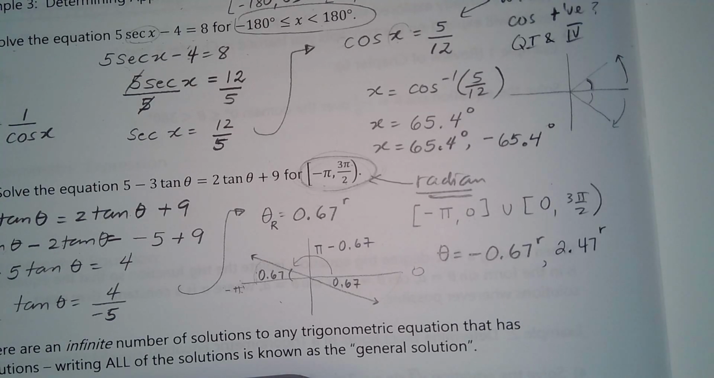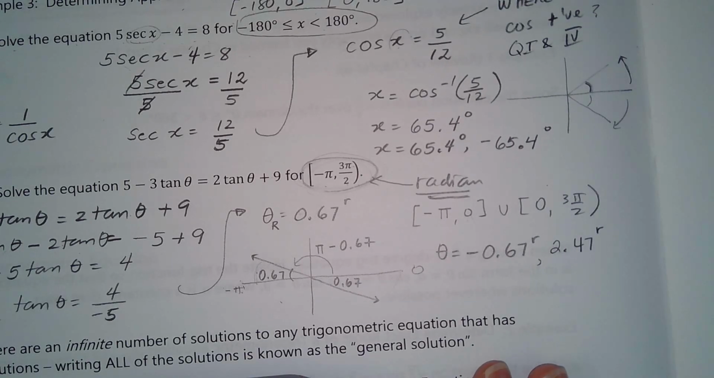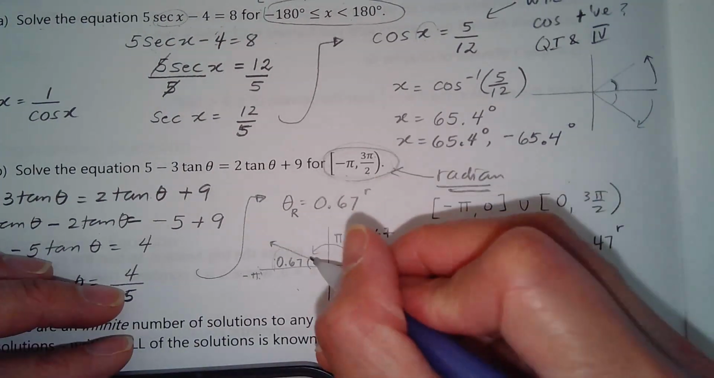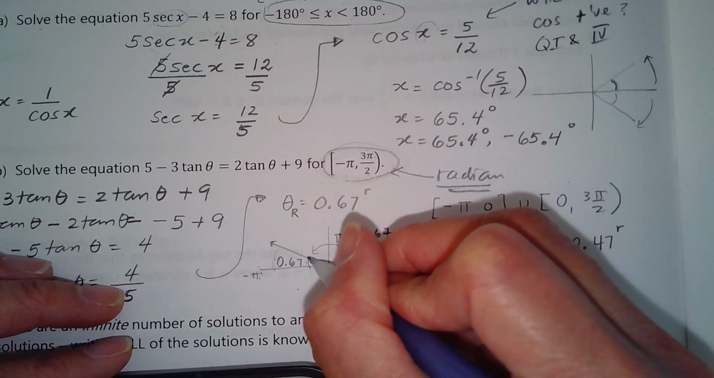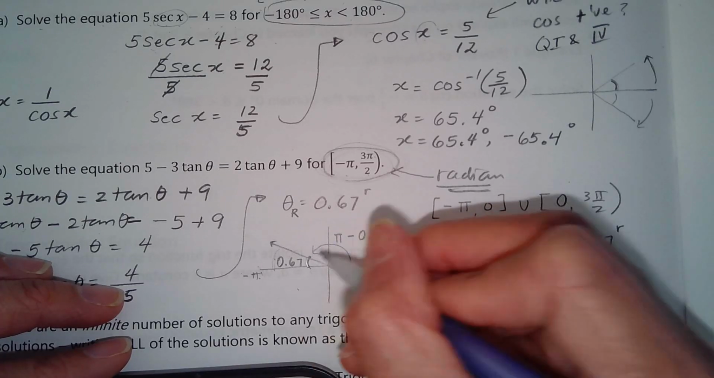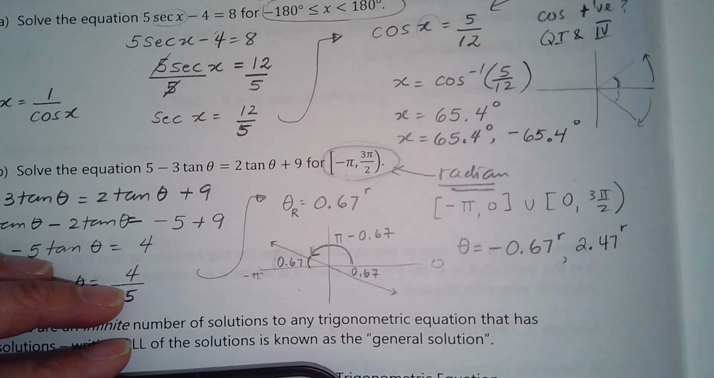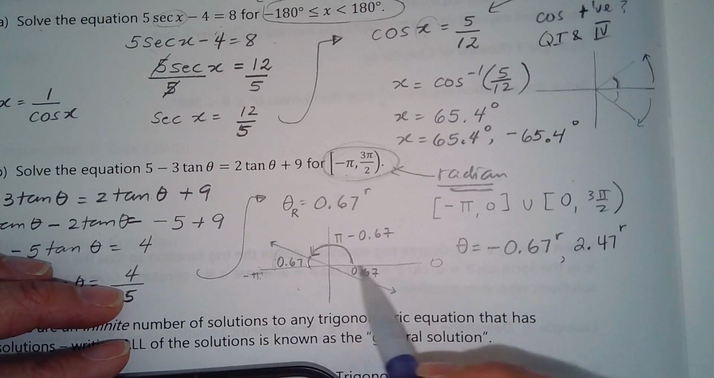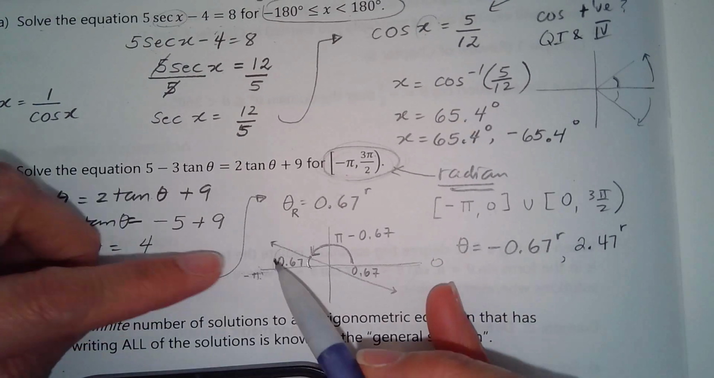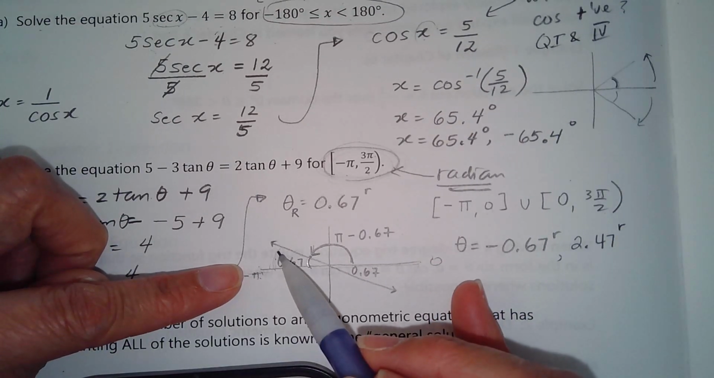Is everybody okay with this piece? So this one's positive, right? We are going to positive, because this angle is the reference angle only. We want the angle in standard position from here to here. So that's actually our answer number 1. It's going to be pi minus 0.67.